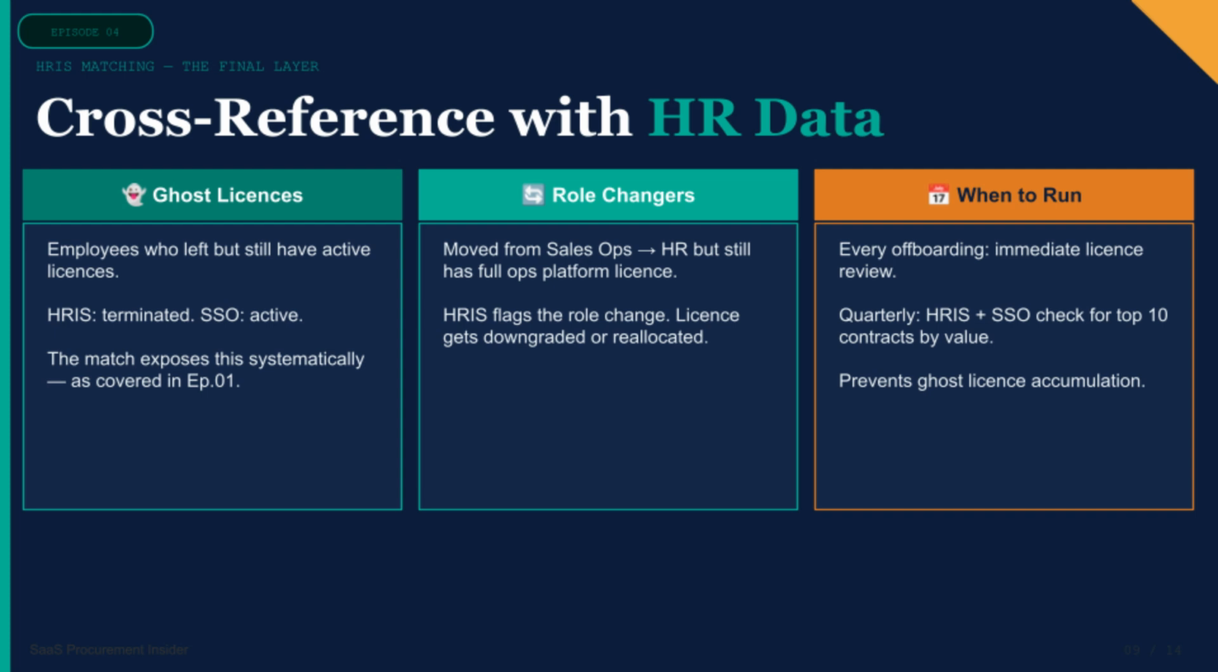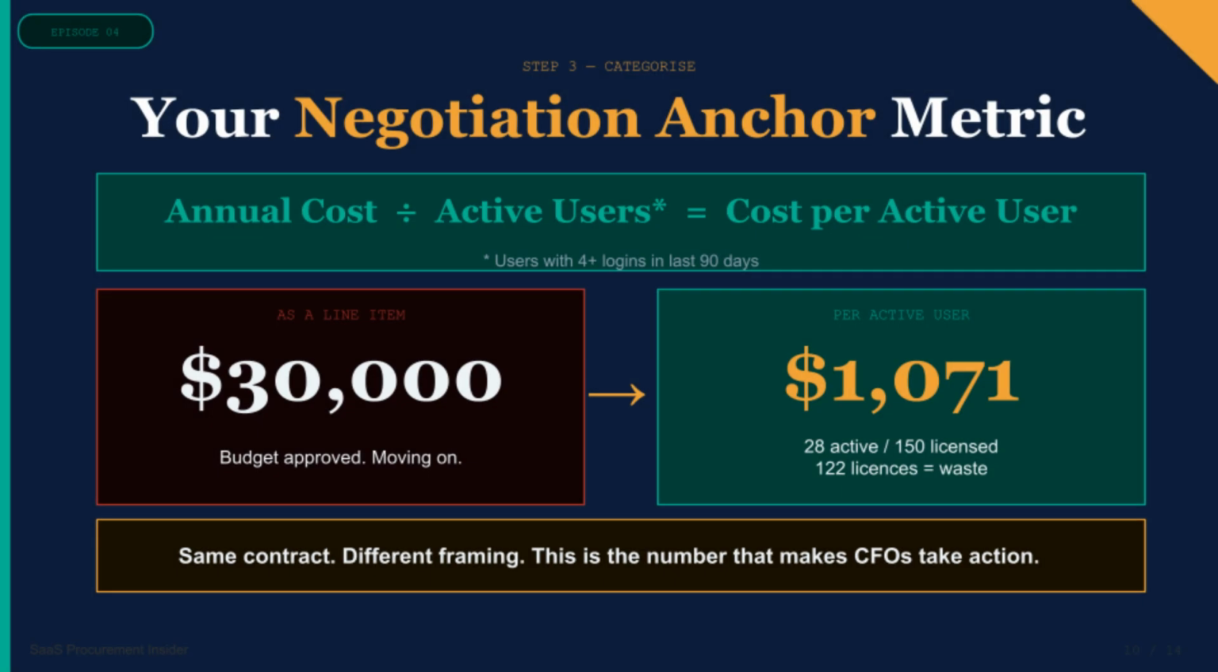A question worth asking your team: do you currently have a process where IT deprovisions SaaS access automatically when an employee leaves or changes role? If not, right now, somewhere in your portfolio, there are licenses active for people who are no longer with your organization. Before you categorize anything, calculate one number for every tool in your portfolio.